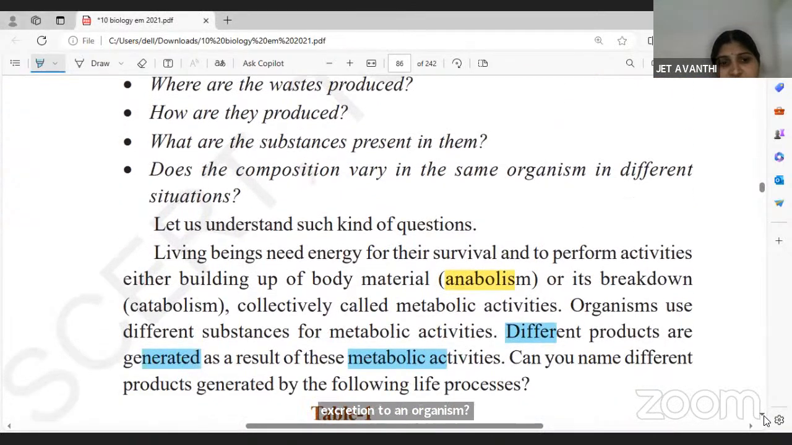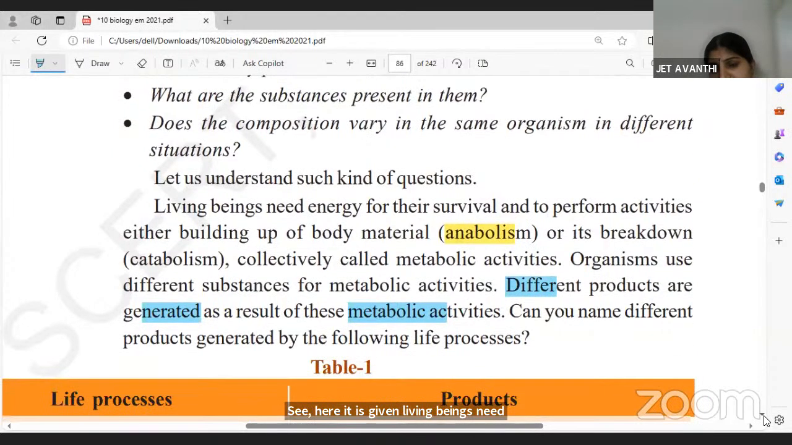See, here it is given, living beings need energy for their survival. So we know photosynthesis is an anabolic process. It just takes all the basic raw materials and synthesizes. That is, autotrophs are able to synthesize the basic carbohydrates. Then after that, what is happening? After synthesizing the food molecule, a heterotroph will be taking that food from an autotroph. Or even autotrophs are able to break those food molecules by the catabolic process.